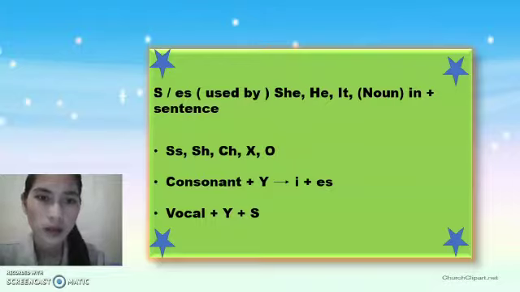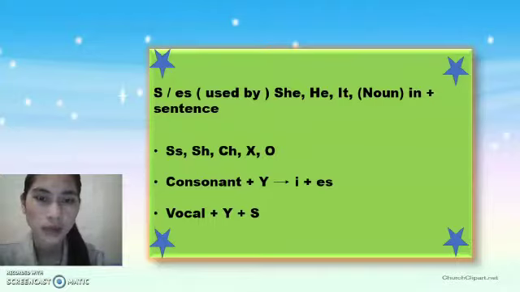Next, sh. The word is wash. You can add es, washes. For example, in sentence, she washes clothes.